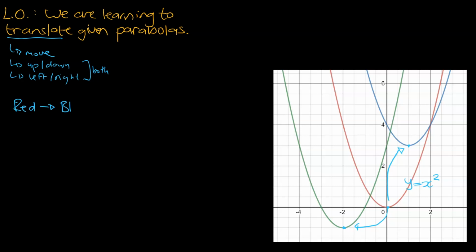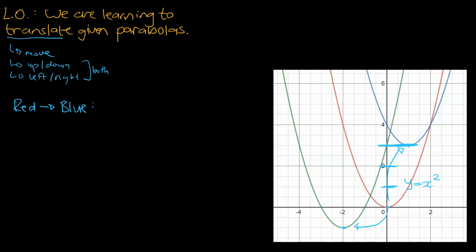parabola to blue parabola. What we're looking for in our description is just some instructions. How much has it moved left or right? How much has it moved up or down? I normally start with up and down because that's the easiest to figure out. So it's been moved up by how many units? 1, 2, 3 units by the looks of it. So we've got 1 unit, 2 units, and then 3 units just up there.